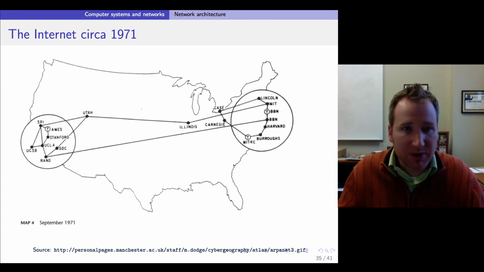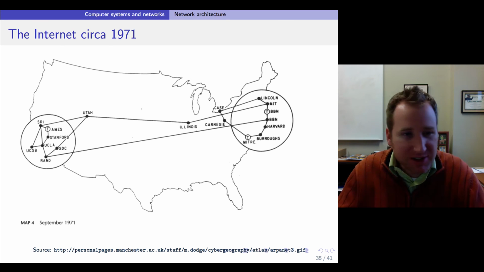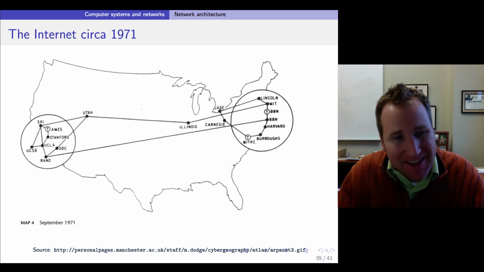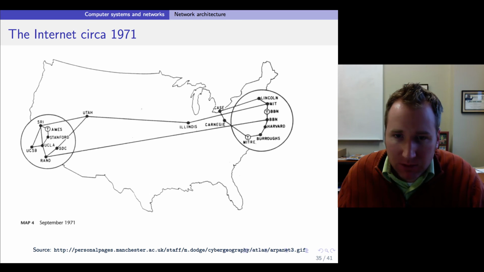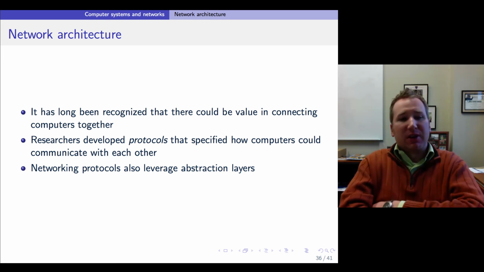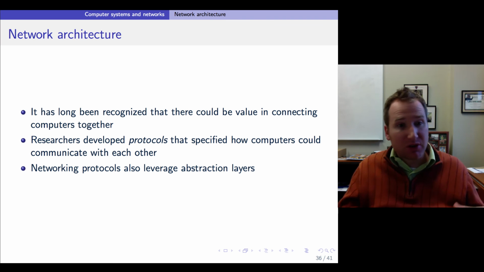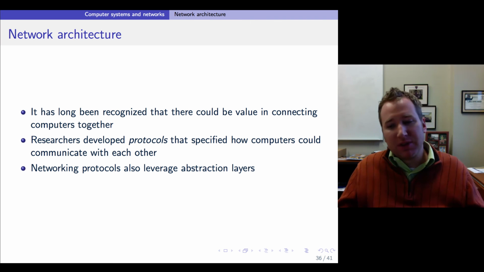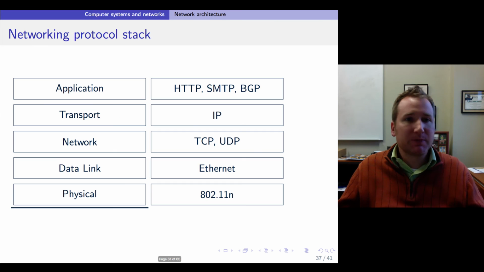So the last thing we'll talk about is the internet. This is a picture of the early internet in 1971, whenever it first began. It's long been recognized that there could be value in connecting computers together, so research began by developing protocols that specified how different independent computers could communicate with one another. These networking protocols take advantage of the same abstraction that we saw when considering computer architecture.